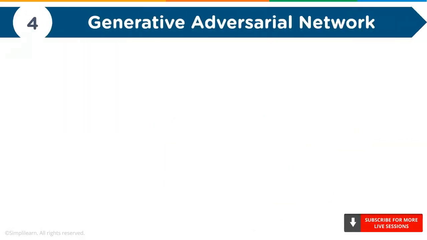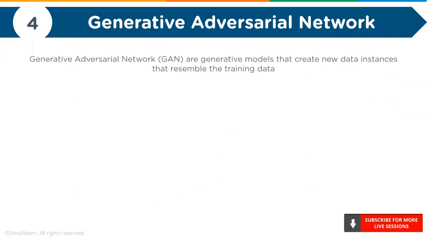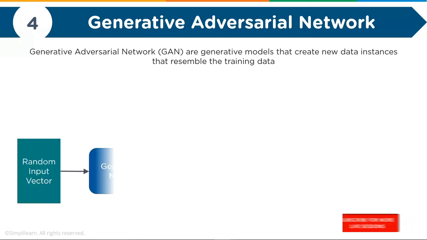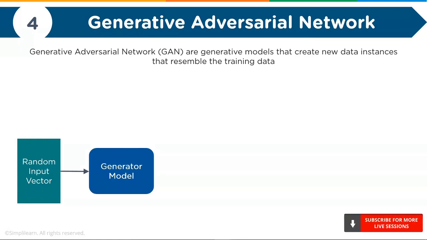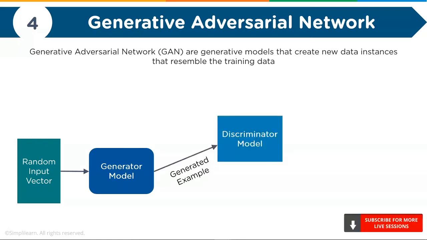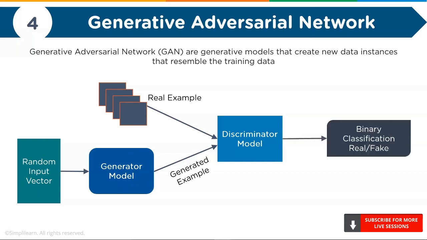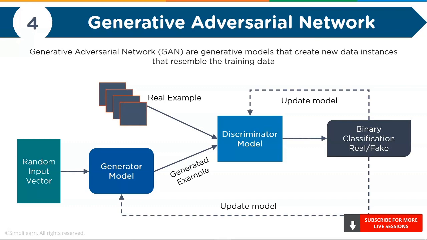At number 4, we have generative adversarial network. Generative adversarial network or GAN are the generative models that create new data instances that resemble the training data. It has two parts. The generator learns to generate fake data that become negative training samples for the discriminator. The discriminator learns to distinguish between the generator's fake data and the real sample data. During the initial training, the generator produces fake data and the discriminator quickly learns to tell that it's fake. The results are sent back to the generator and discriminator to update the model.